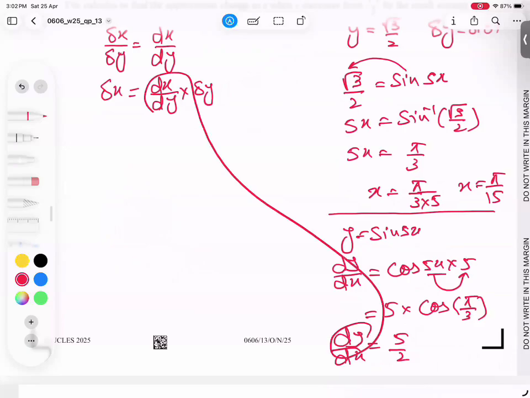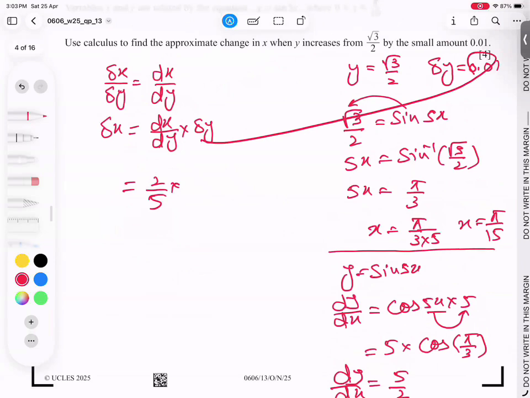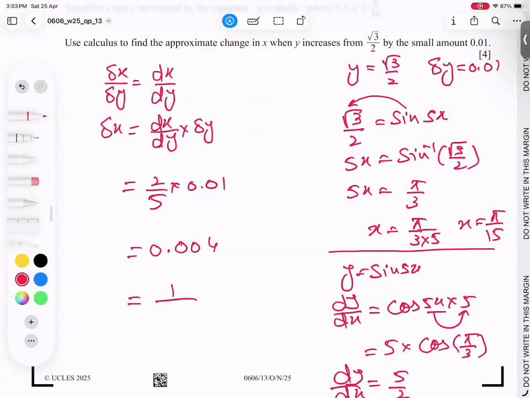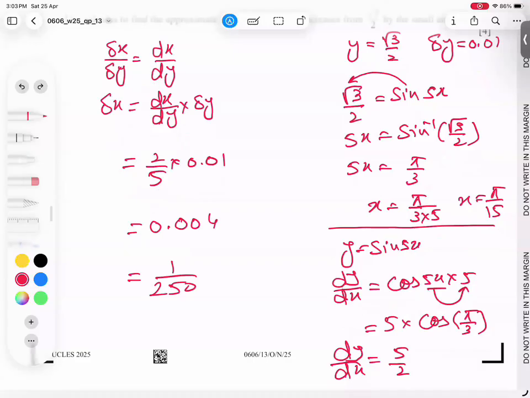But here we need dx over dy. So I will not write 5 by 2, I'll write 2 over 5. And this value we have already given, 0.01. And that's it, just a matter of typing in the calculator: 2 over 5 times 0.01. So we are getting the answer in decimals, 0.004. I think the point is very clear. Or we can write 1 over 250. I hope the concept of the question is very clear.